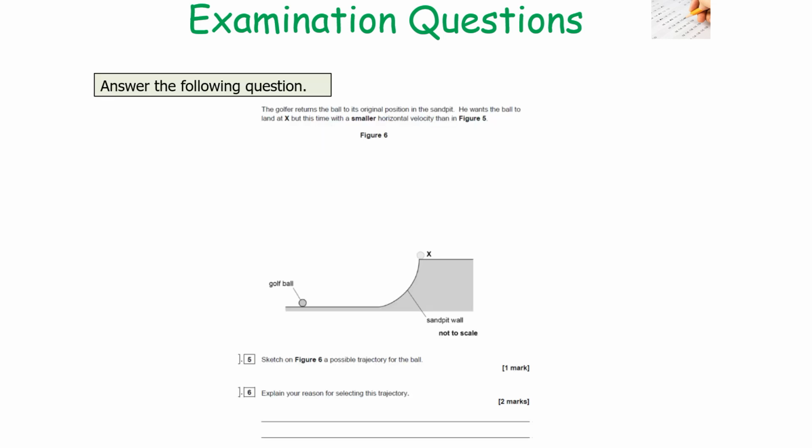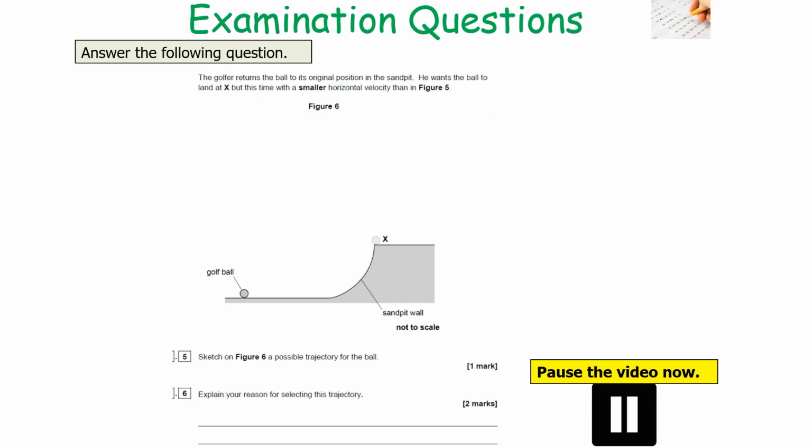The golfer returns the ball to its original position in the sandpit. He wants the ball to land at x, but this time with a smaller horizontal velocity than before. Sketch on this figure the possible trajectory for the ball and explain your reason for selecting this trajectory. So pause the video now, then unpause the video when you want to go through your answer.